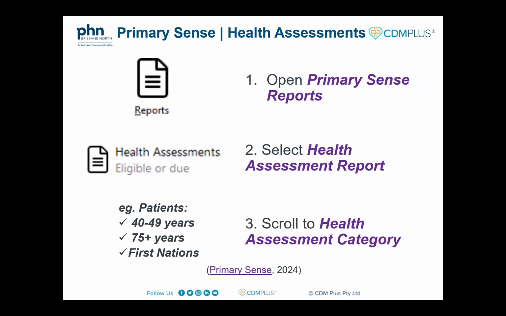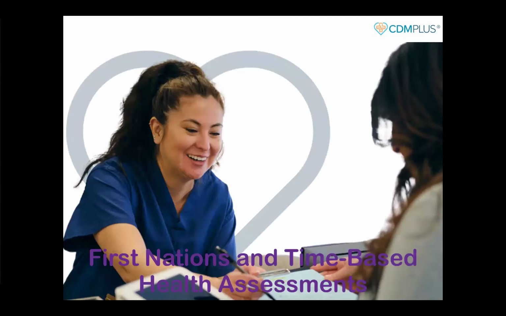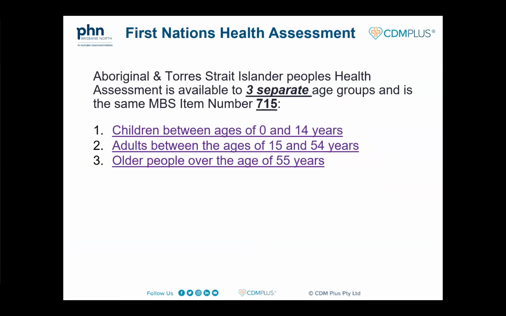So I've got our next little section. We're going to go through some extra little tips for First Nations and the time-based health assessments. We'll start with the First Nations health assessment. For Aboriginal and Torres Strait Islander peoples, there are actually 3 separate age groups. So the item number's the same, which is confusing sometimes when we're talking about the item numbers and the different types of health checks. But I'm going to break down and give you the top tips for each of these health assessments.